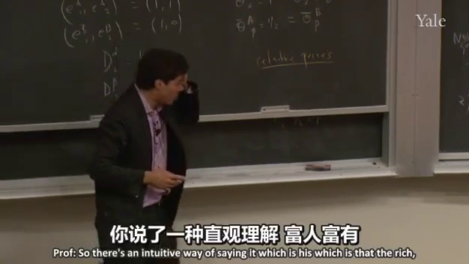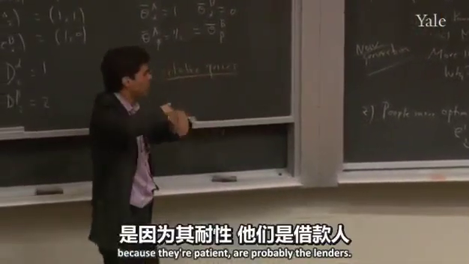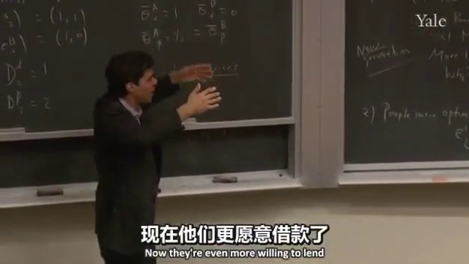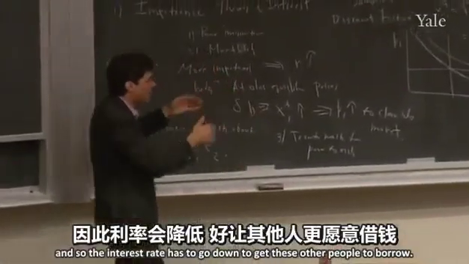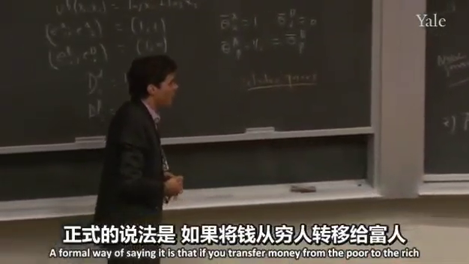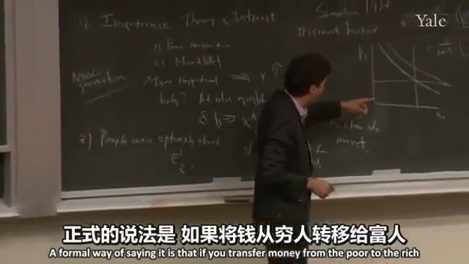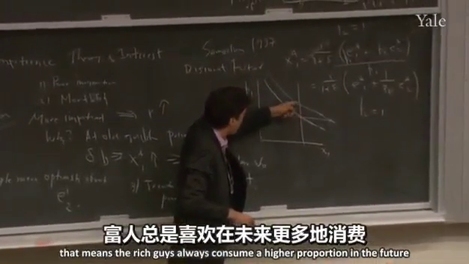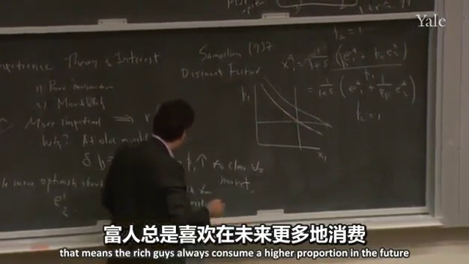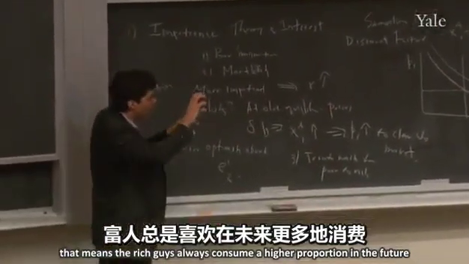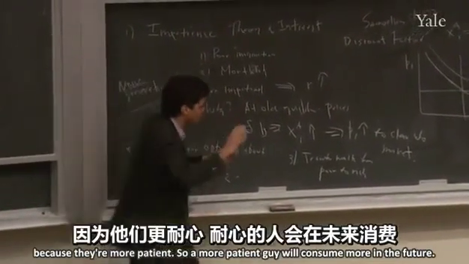Okay, so there's an intuitive way of saying it, which is that the rich, because they're patient, are probably the lenders. Now they're even more willing to lend, and so the interest rate has to go down to get these other people to borrow. Or a formal way of saying it is that if you transfer money from the poor to the rich, the rich guys always consume a higher proportion in the future because they're more patient. So a more patient guy will consume more in the future.